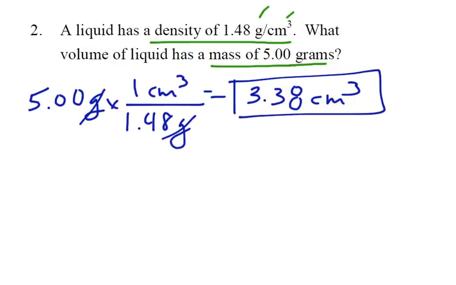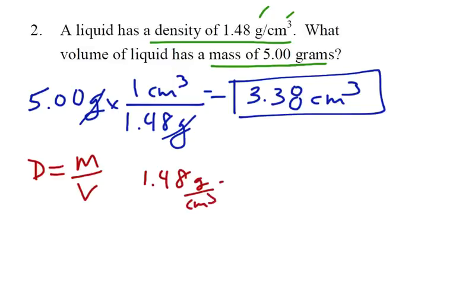Now, reading through papers, I can see a lot of people, what they did is say, okay, density, I know density is equal to mass over volume, and they know that the density is 1.48 grams per cubic centimeter. Okay, I know the mass is 5 grams, and I'm looking for the volume. Now this will work perfectly if you do it correctly.